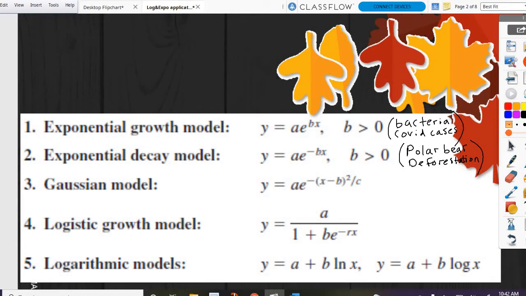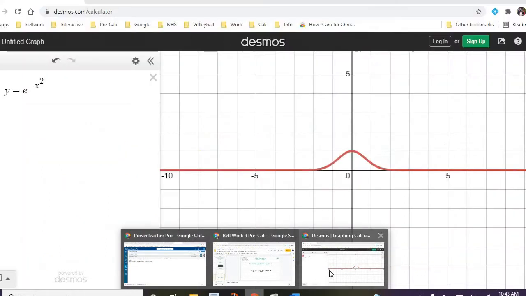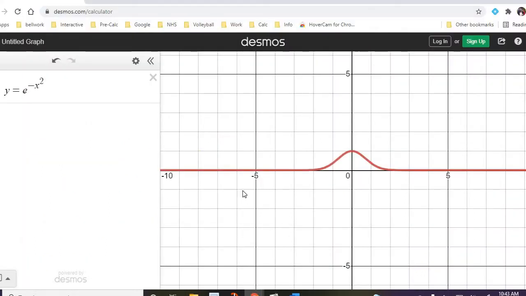Now, our next ones we haven't seen before. That third one is called our Gaussian model. You might not have heard the word before, but you might have actually seen the graph before. This is what your basic Gaussian model graph looks like. Basically, I let my variables be 1 and 0.